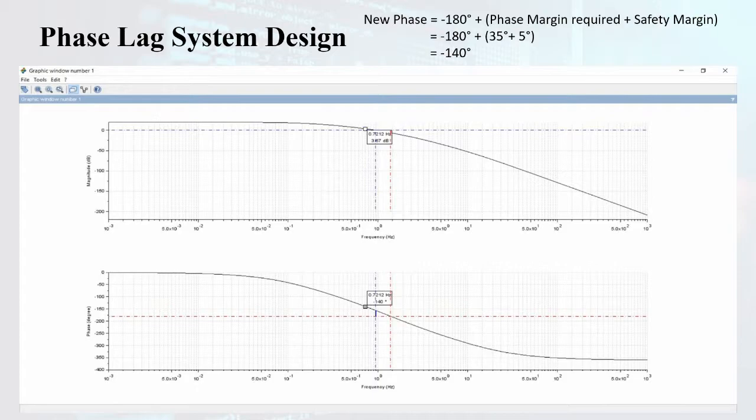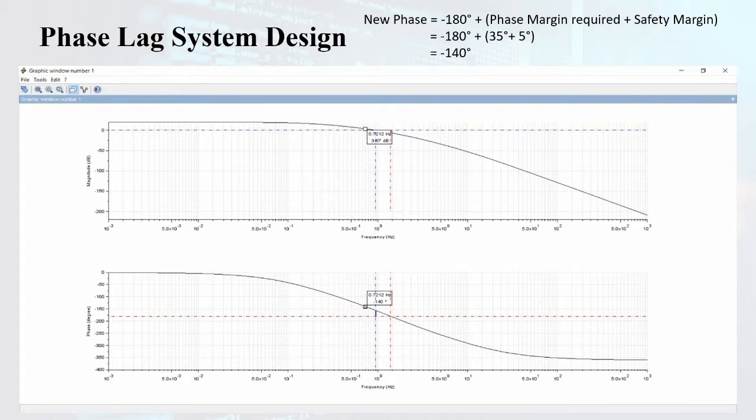Greetings, my name is Yip Jun Hui. I will explain the design of the phase lag network. From the previous design, we found that the phase lead network does not fulfill the condition of the compensator. So we're going to design a phase lag network.